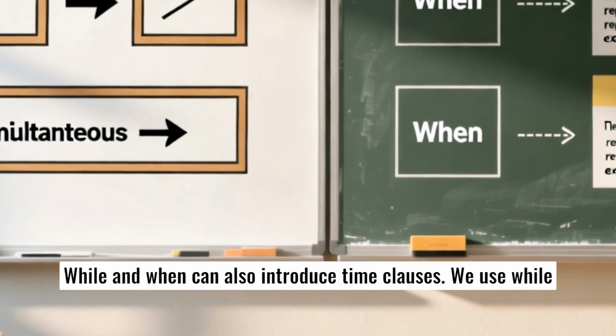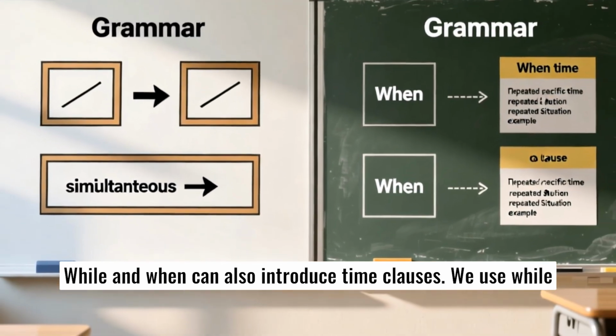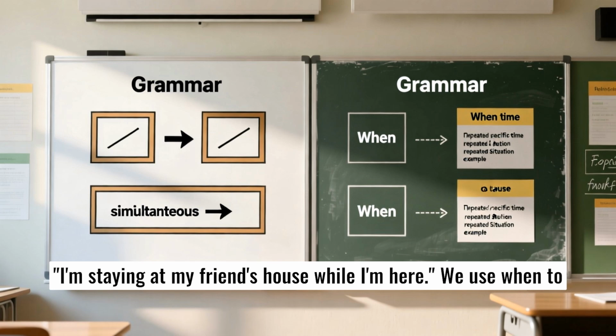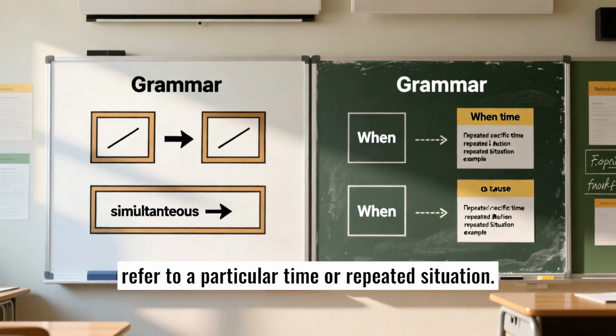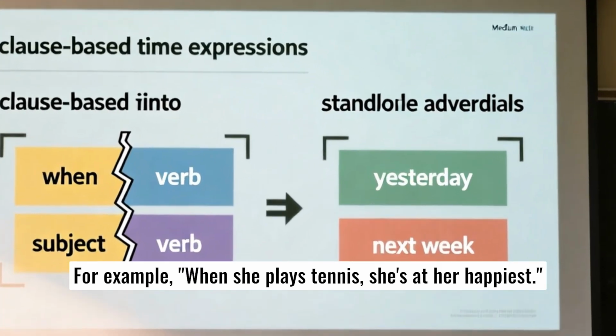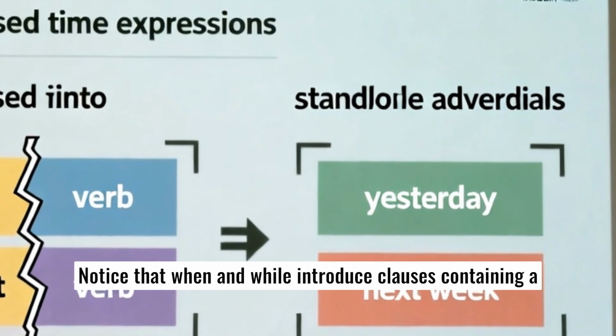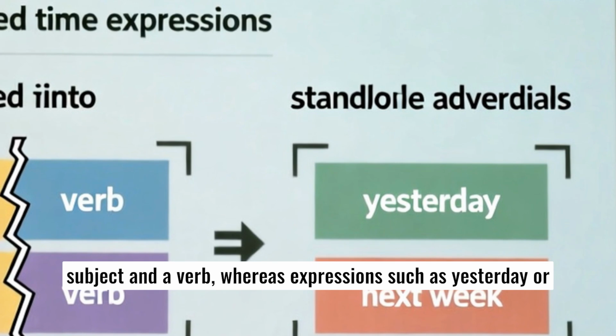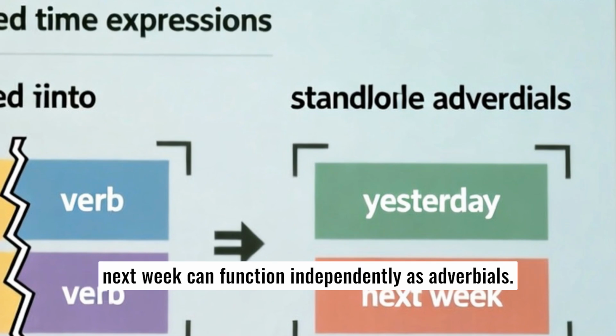While and when can also introduce time clauses. We use while especially for actions or situations happening at the same time. I'm staying at my friend's house while I'm here. We use when to refer to a particular time or repeated situation. For example, when she plays tennis, she's at her happiest. Notice that when and while introduce clauses containing a subject and a verb, whereas expressions such as yesterday or next week can function independently as adverbials.